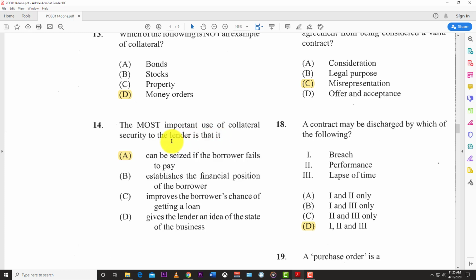Number 14, the most important use of collateral security to the lender, that's the bank, is that, and so the answer here is A, can be seized if the borrower fails to pay. That's the main important thing about collateral. You have to put up the collateral so that if you can't pay, the bank just takes the collateral instead.